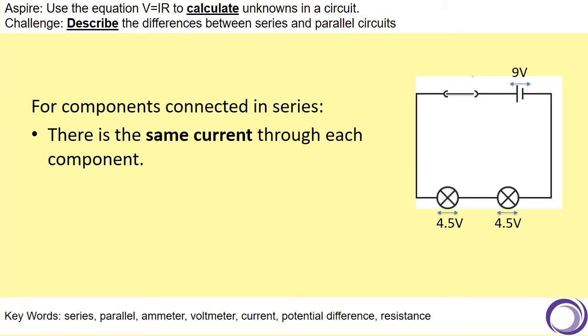And when we're talking about current, this is straightforward. In a series circuit, there are no different paths for the current to follow, so the current will just be the same everywhere. So in this one, we'd have 0.45 amps all the way round.